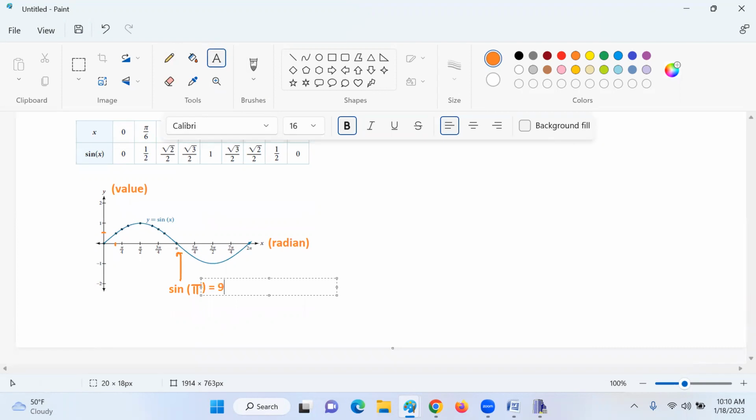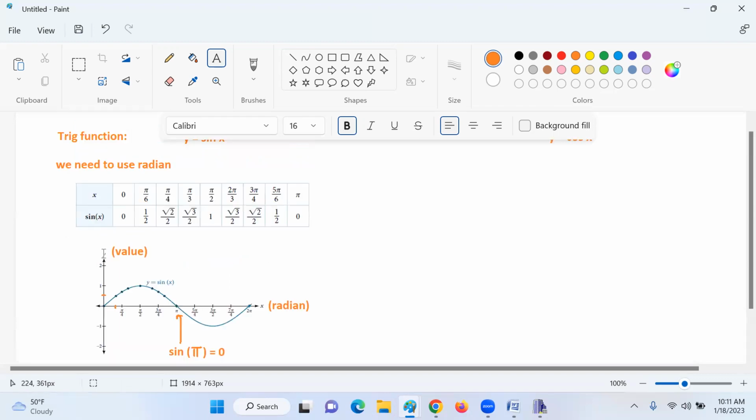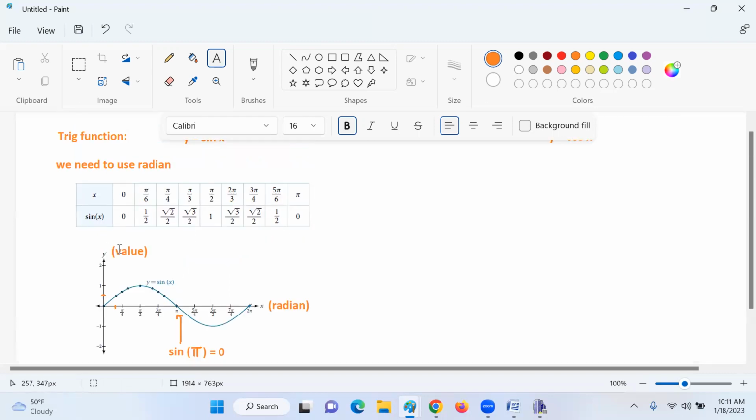Are we good with this, people? Do we understand how we're going to sketch the sine and cosine functions? Do we understand how the curve moves? The x-axis is going to be the angle in terms of radians, and the y-axis is going to be the value that you can find on the unit circle or a calculator. Okay, are we good?